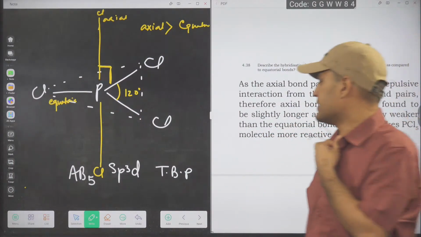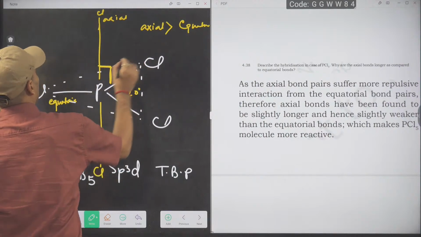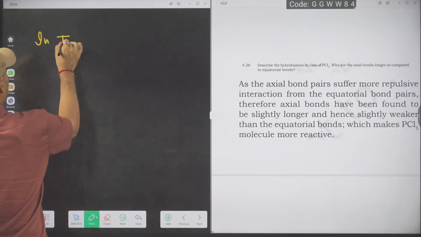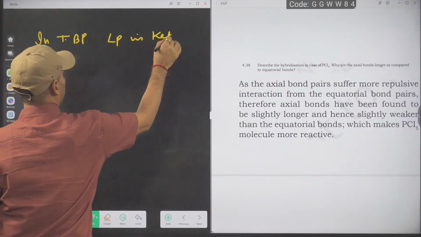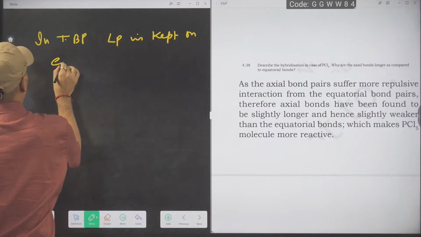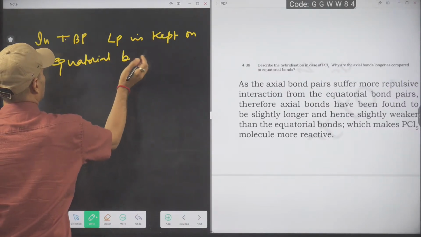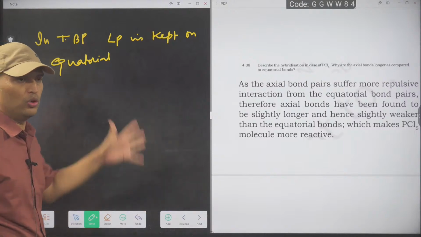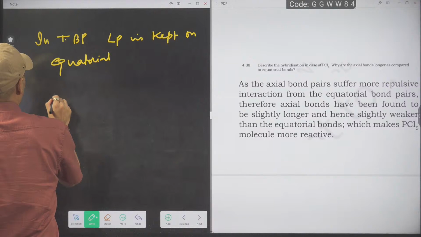Clear? Achha, can you tell me ki lone pair are kept on which position? Equatorial or axial? In TBP, lone pair is kept on equatorial or axial? Batao. Equatorial position. Because in equatorial more space is there. Lone pair takes so much space. So we keep it there. So you remember those things.